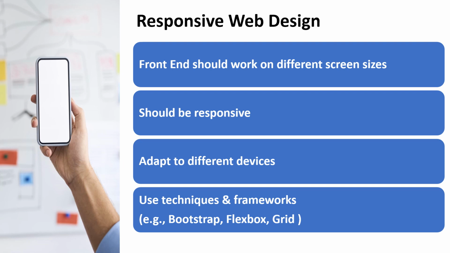So this involves techniques and frameworks. For example, Bootstrap, Flexbox and Grid make the layout adapt to the different screens. So Bootstrap, Flexbox, Grid are some of the tools which you can use to make the website look the same across devices. So the website has to be responsive. You need to ensure that when you click something, it shows and moves quickly, and these are the points for responsive web design.